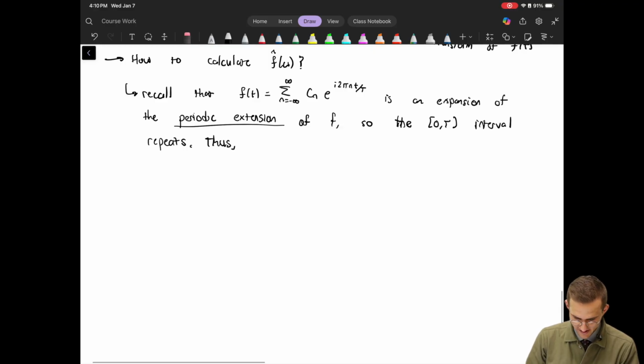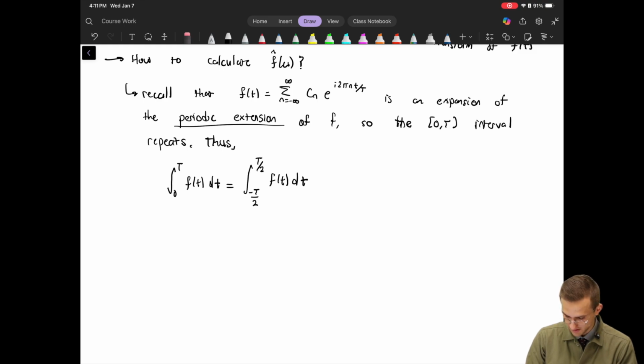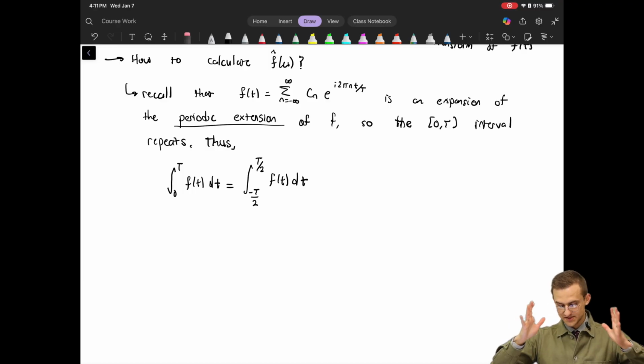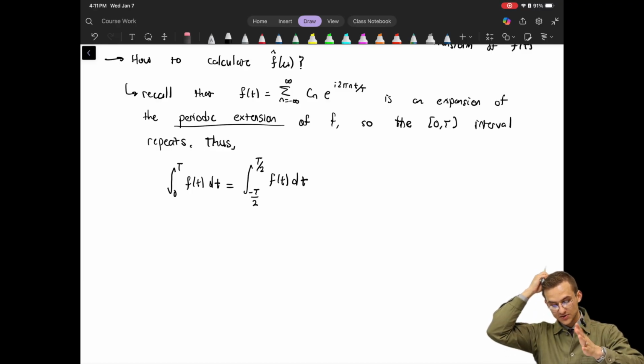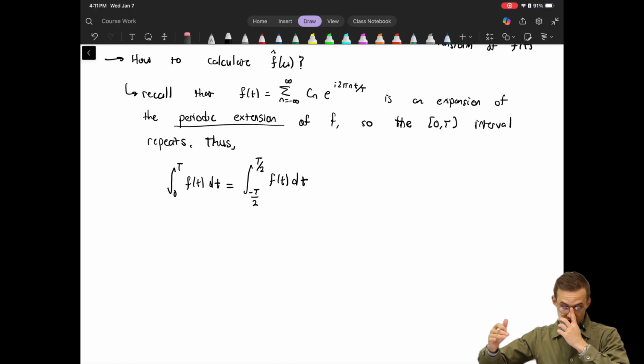On that basis, we make this argument: that the integral from 0 to T of f(t) dt is the same as the integral from negative T over 2 to T over 2 of f(t) dt. That's just a fact, because the space between negative T over 2 and 0 is the same as the space between T over 2 and T, right? Because it's repeated every T period, every T block of the function.